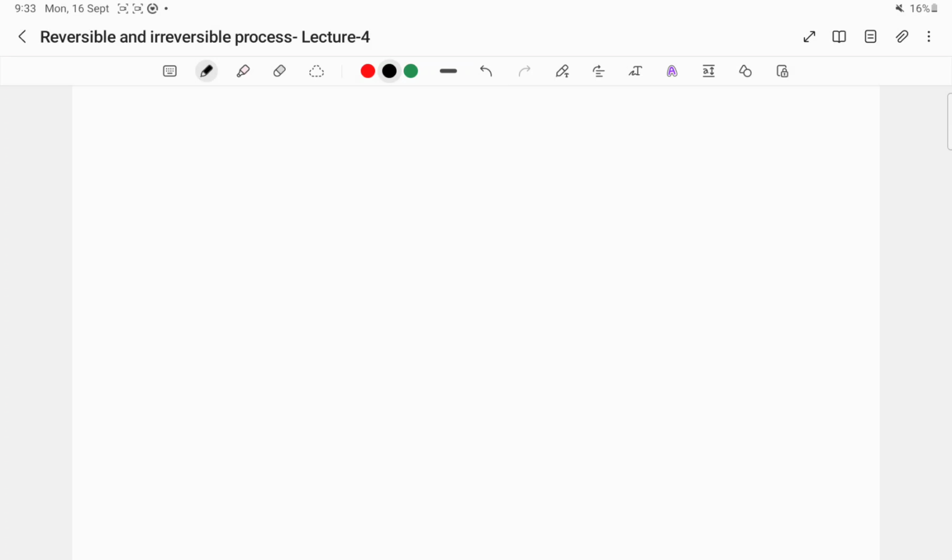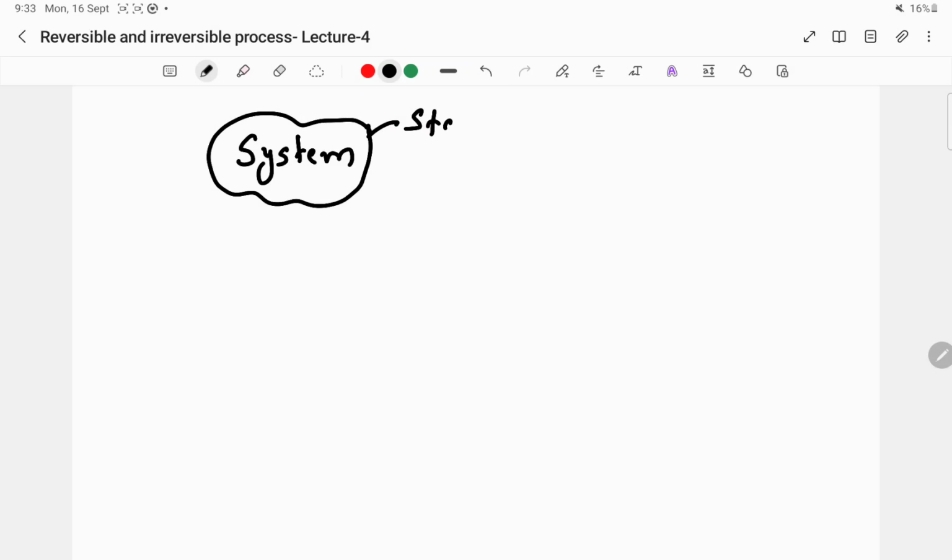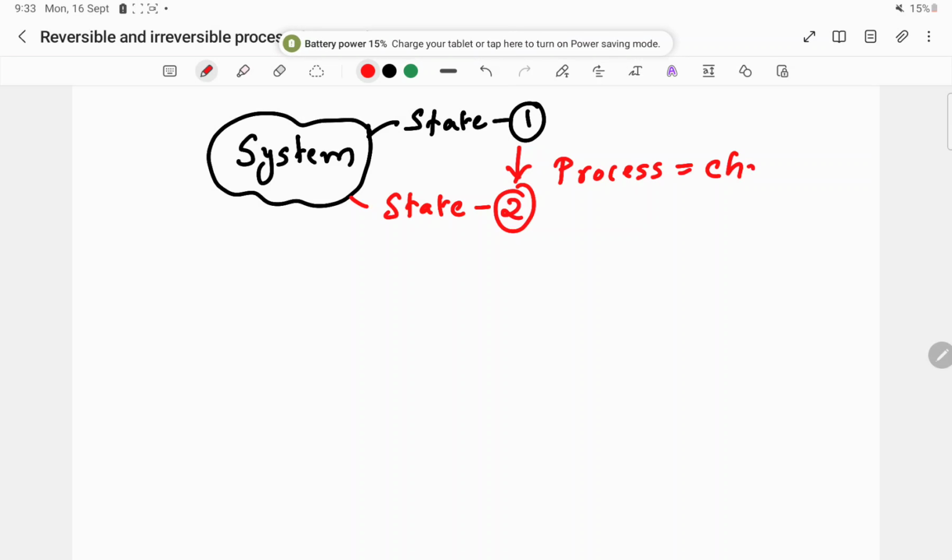So if we just go for a little revision, in the last video or lecture we have studied about system, right? So to define the state of the system, we need thermodynamic properties, and we have also studied about state. Let's say it's state 1 and it is state 2. Okay, so if there is a change of the state of the system from state 1 to the state 2, we have called this as process, right? Process means change in state.